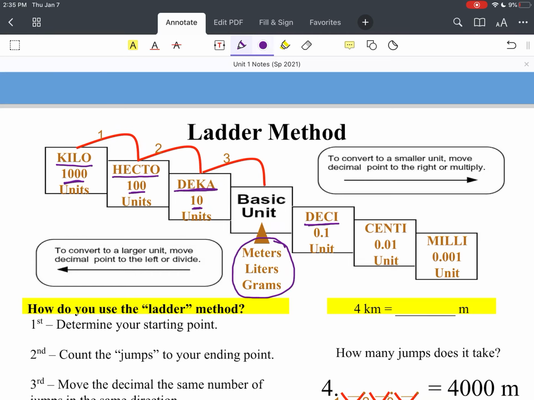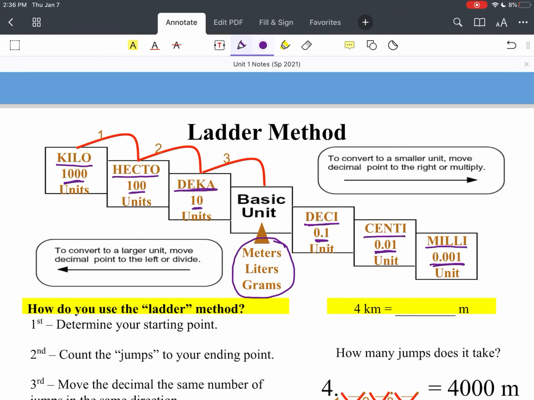So deci is a tenth. This is a decimal, so it's just a tenth of one basic unit, a tenth of 1 meter. Centi is a hundredth, and milli is a thousandth. You can see how we're still in units of 10. Really, all we're doing is moving our decimal around.